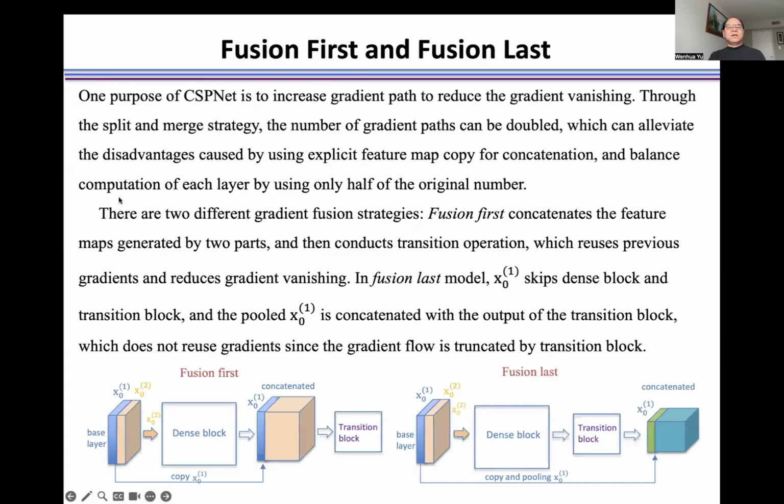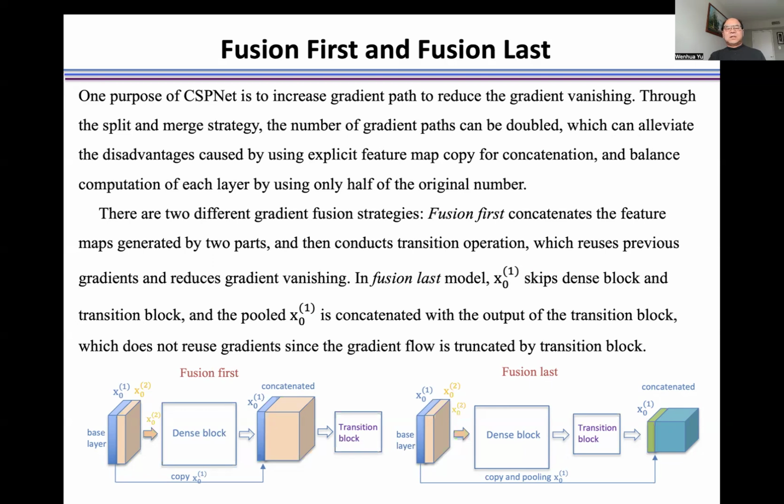One purpose of CSPNet is to increase the gradient path to reduce gradient vanishing. Through the split and merge strategy, the number of gradient paths can be doubled, which can alleviate the disadvantages caused by using explicit feature map copy for concatenation, and balance the computation of each layer by using only half of the original number.